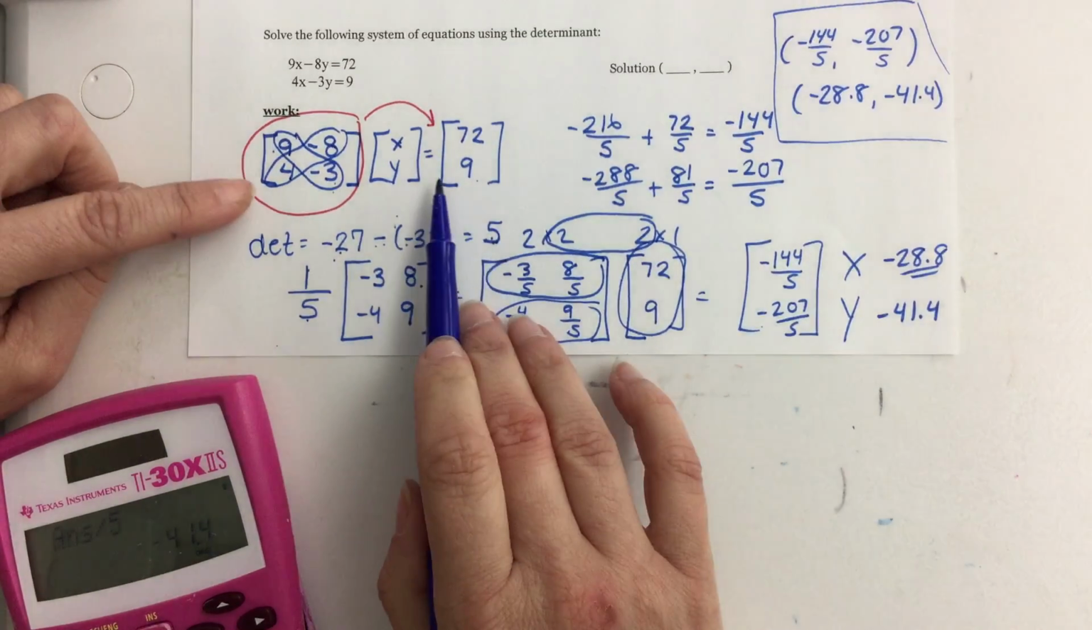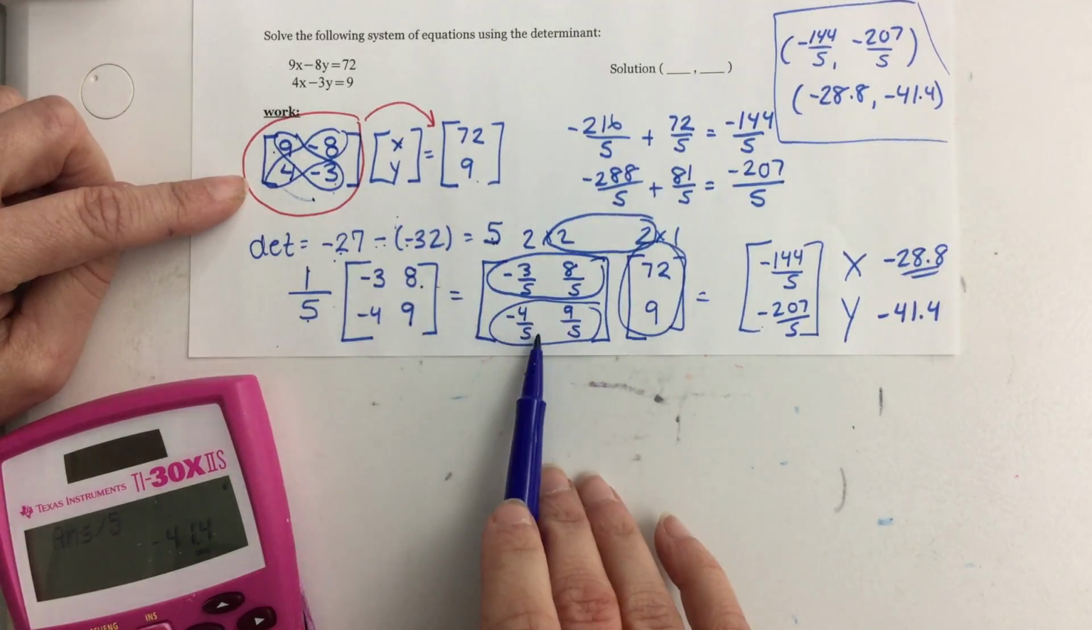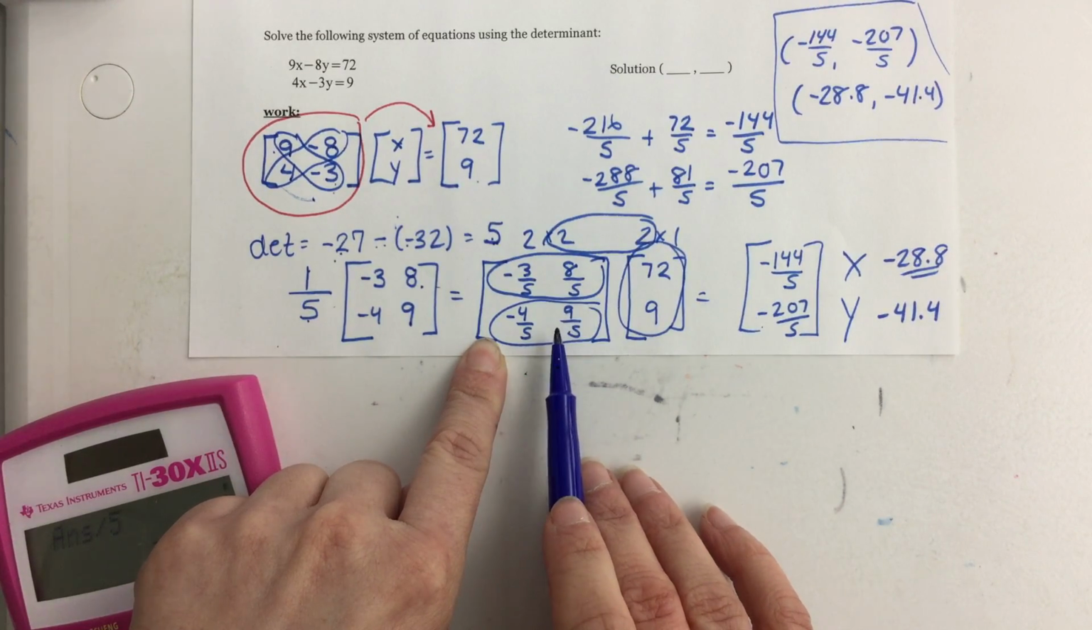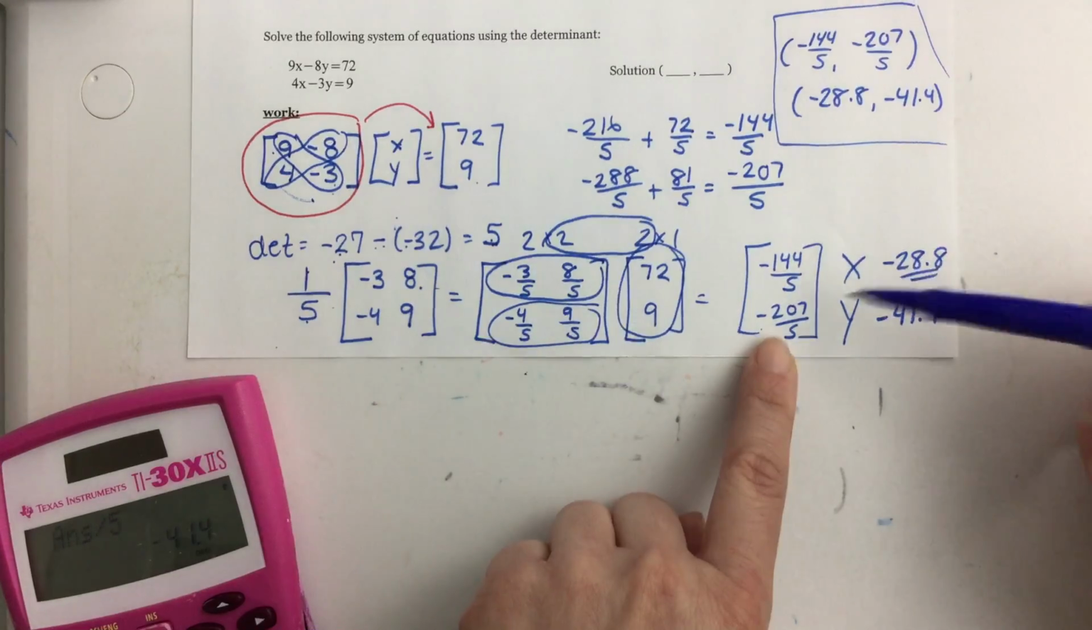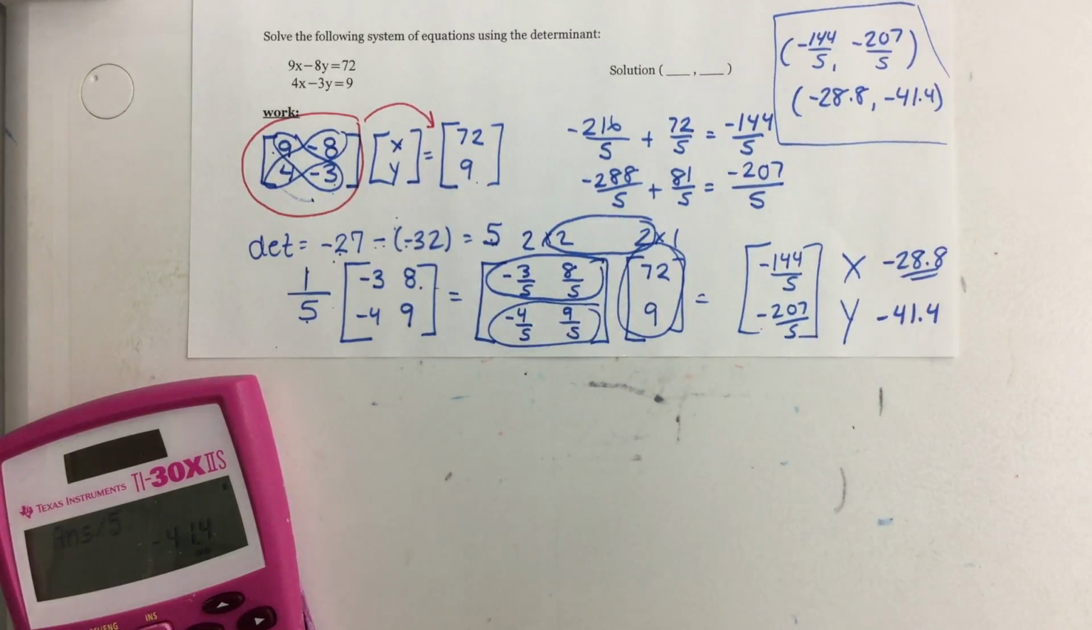But again, the main thing, write out that matrix equation. Take your coefficients, find the inverse. The inverse gets multiplied to the solutions. Make sure that the inverse is in the front. Once you do your matrix multiplication, the answer on the top is x, the answer on the bottom is y, and you just solve the system.